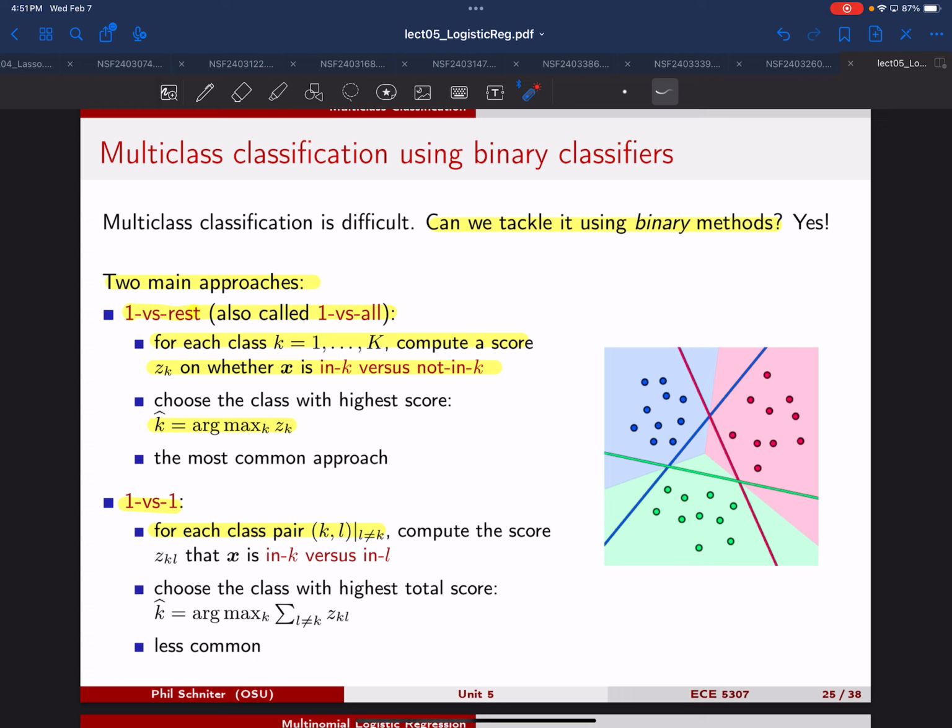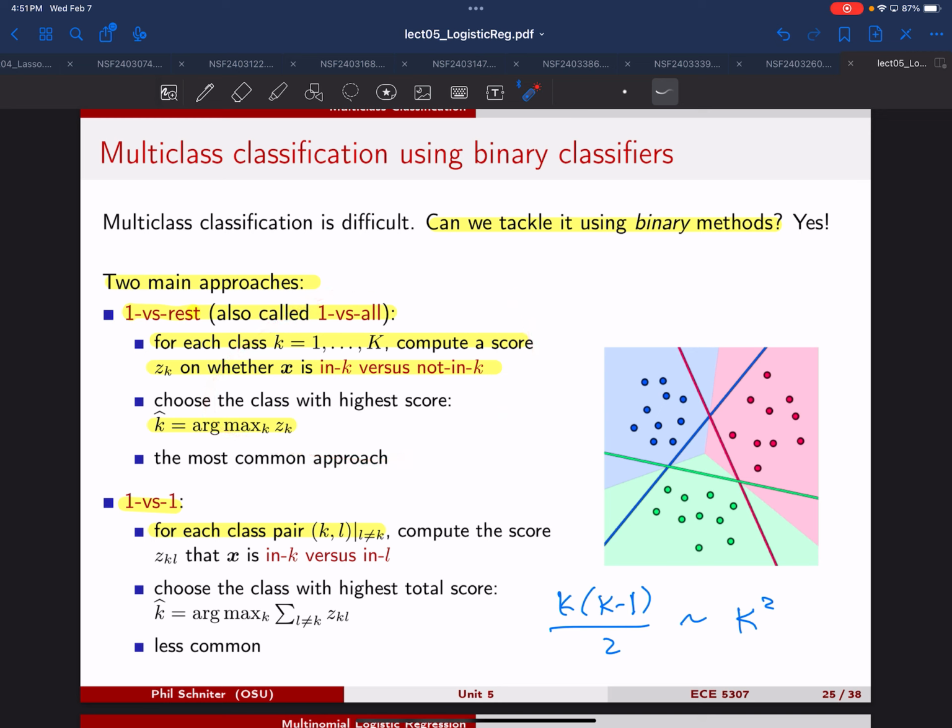Which of these two approaches is going to require training more classifiers? With 3 classes, they're equal. But if I have 4 classes or more, which of these two methods? Second one, exactly. There are more pairs. The number of pairs is going to be k times k minus 1 over 2. So you could say it grows roughly like k squared, whereas the first one grows with k.